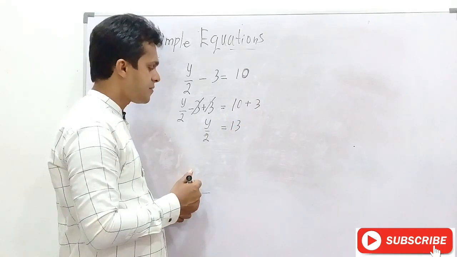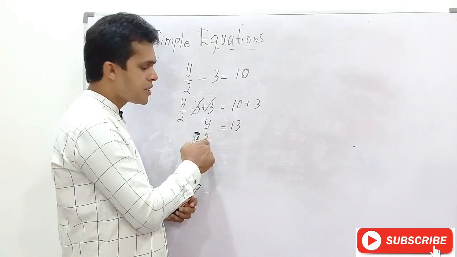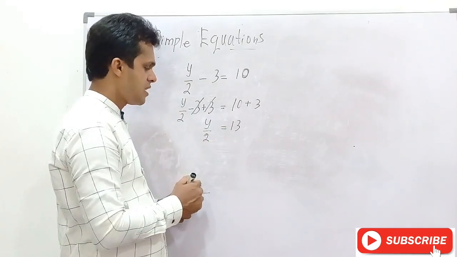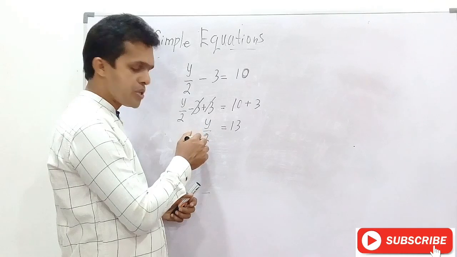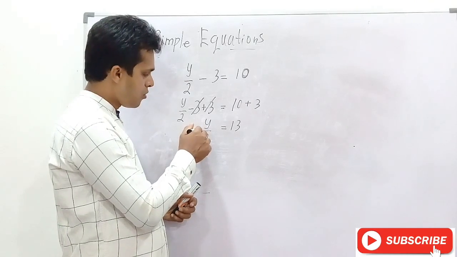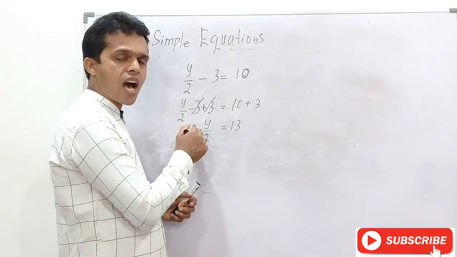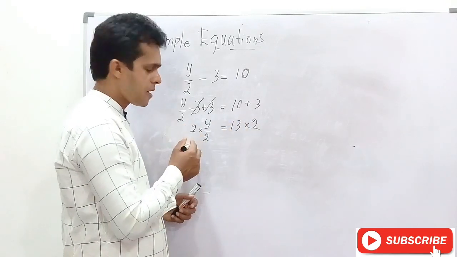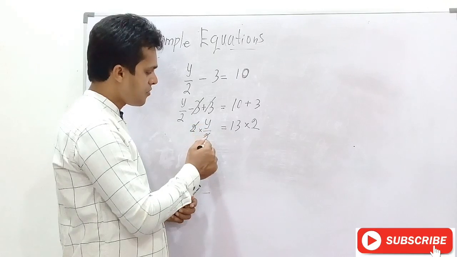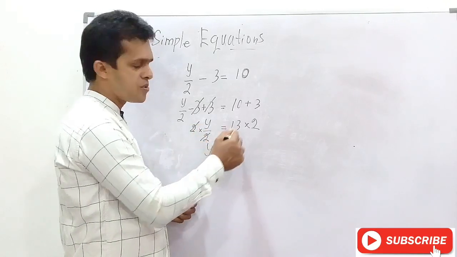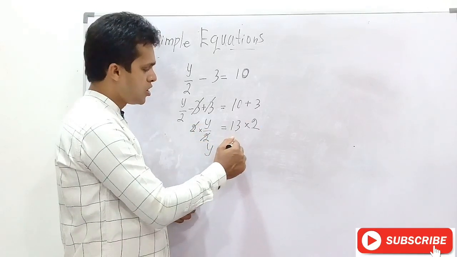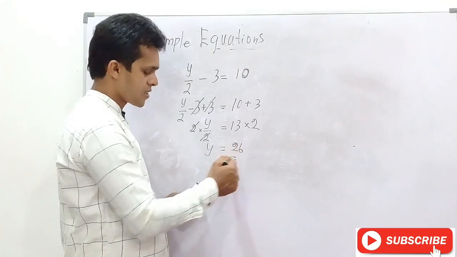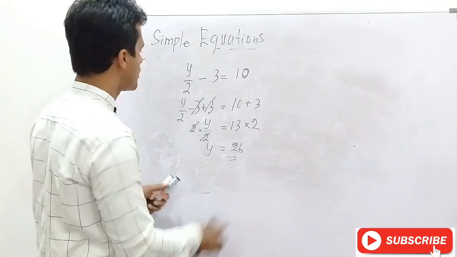How can you do this one? y over 2 equals 13. Now here 2, therefore both sides are multiplied by 2. 2 and 2 simplify. y equals 13 times 2, 26. The other equation.